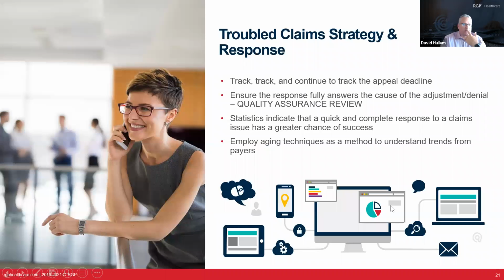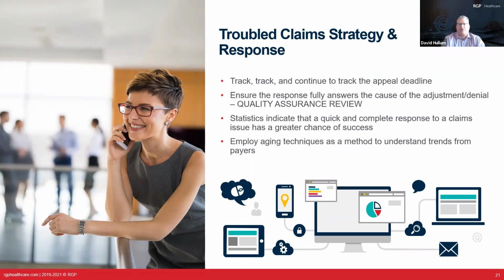Right now we're coming down the home stretch. So trouble claims and strategy response. Again, track, and continue to track appeal deadlines. This is the most important thing. If you've got the ability to appeal a denial, then you should always make sure that you understand where you are in the denial appeal process and what your deadline is, okay?